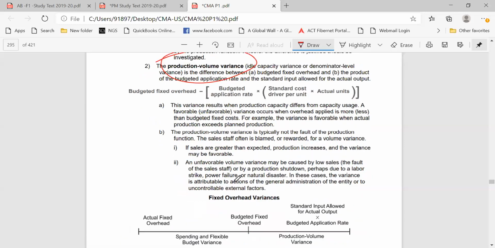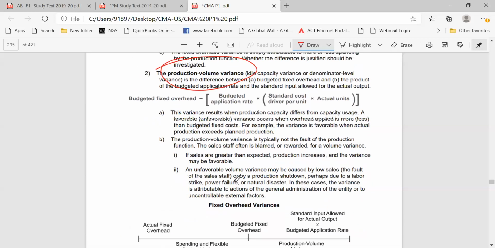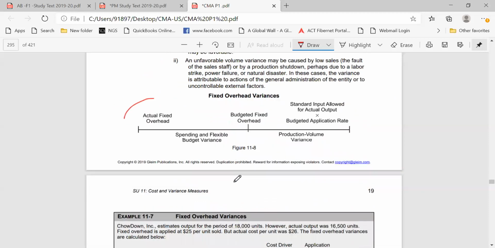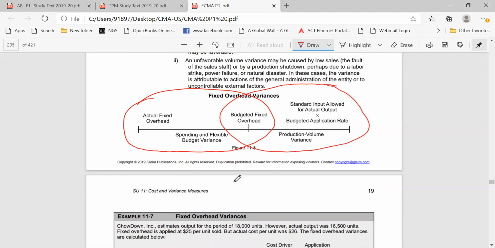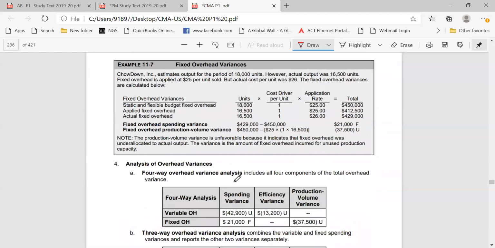The same goes for the production volume variance, you have to apply this formula, and this is the understanding for it. Actual fixed overhead minus budgeted fixed overhead is your spending and flexible budget variance for the fixed one. And then budgeted fixed overhead minus standard input allowed for actual multiplied by standard budgeted application rate, that would be your production volume variance.